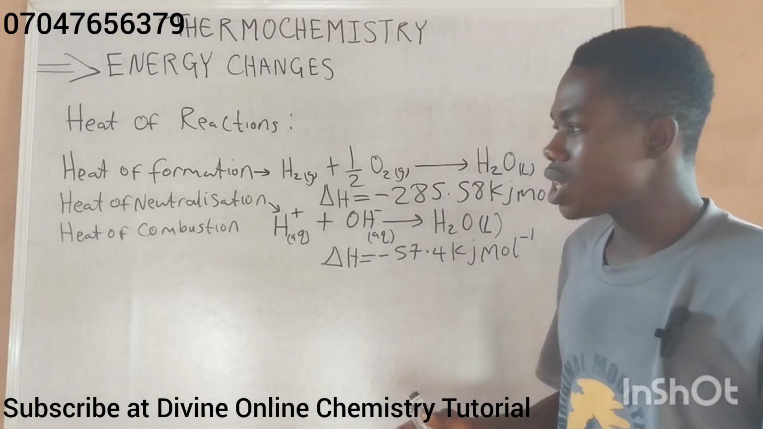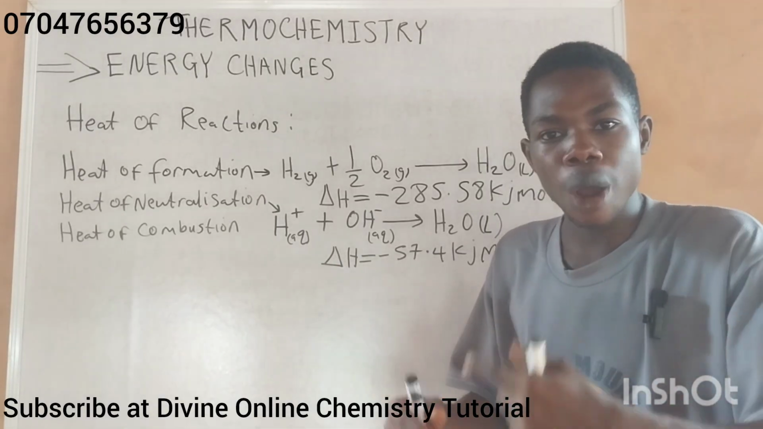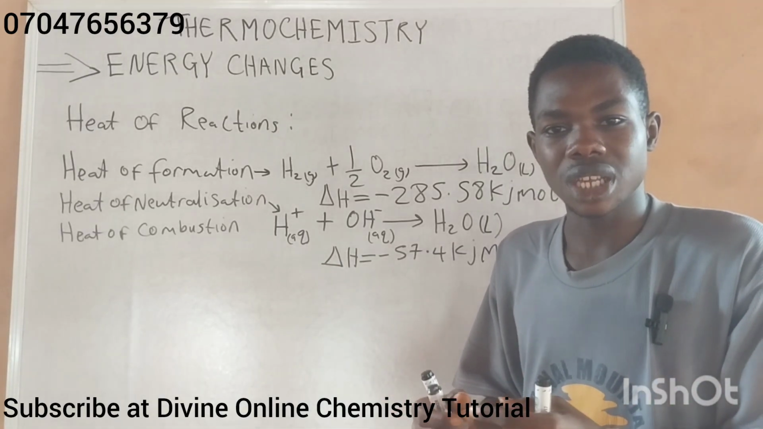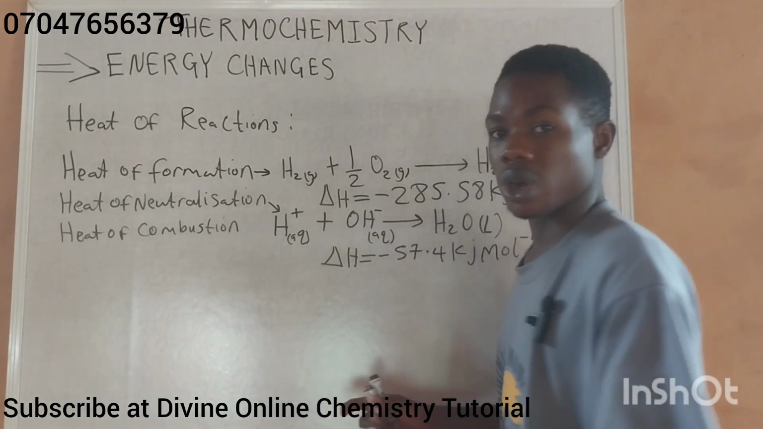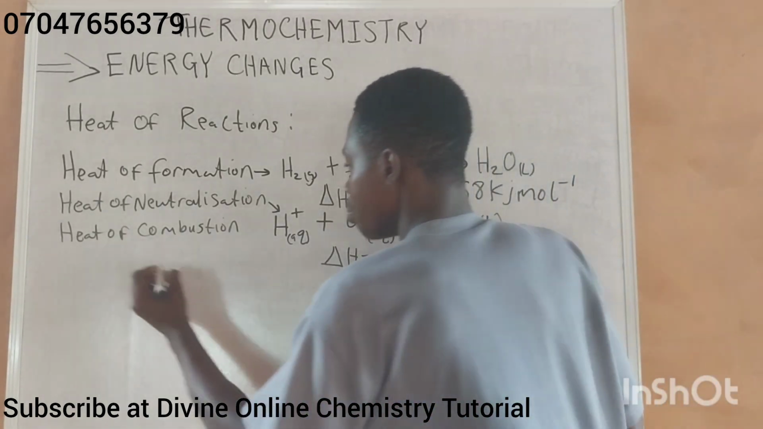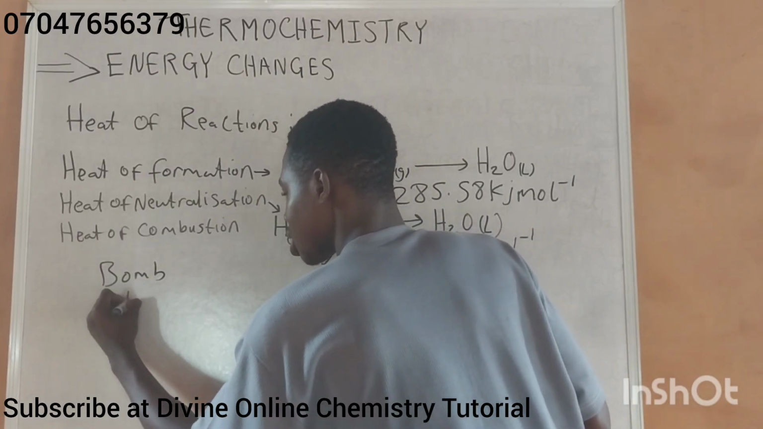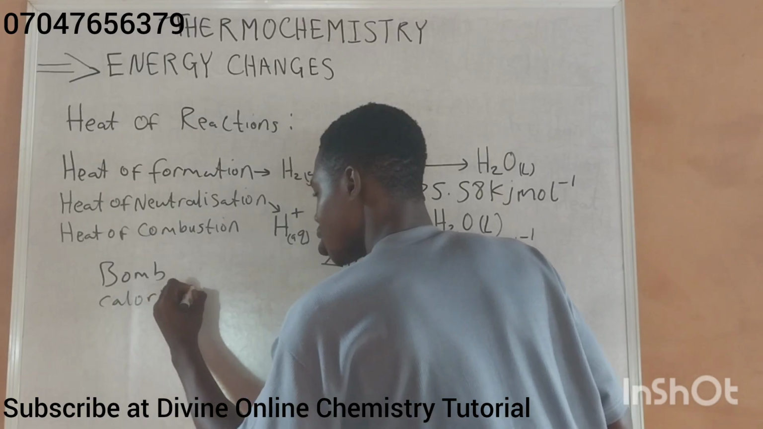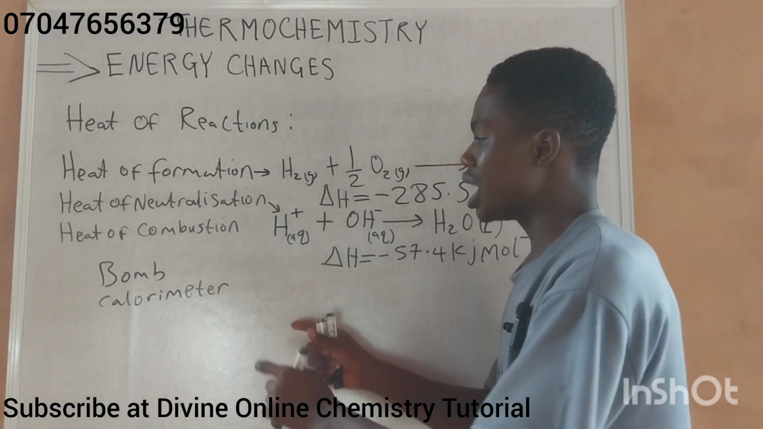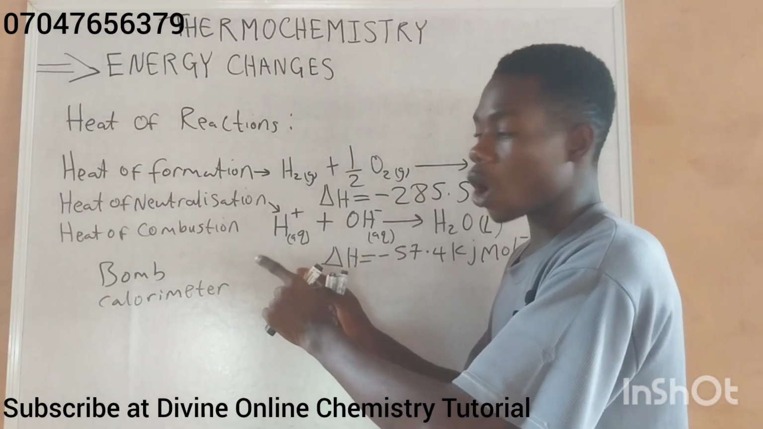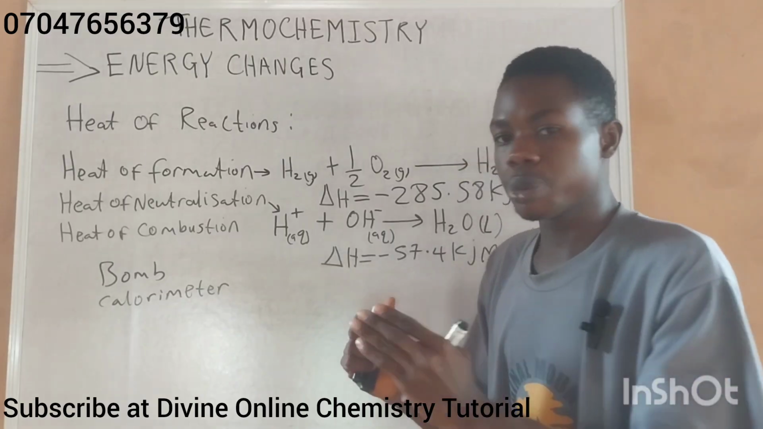Earlier on, when I was explaining the types of calorimeter, I said that the bomb calorimeter is used to measure the heat of combustion of a substance. So heat of combustion can be measured by using the bomb calorimeter. Please take note of this, that the bomb calorimeter is used to measure the heat of combustion of a substance. So from here, we'll be moving straight to entropy.